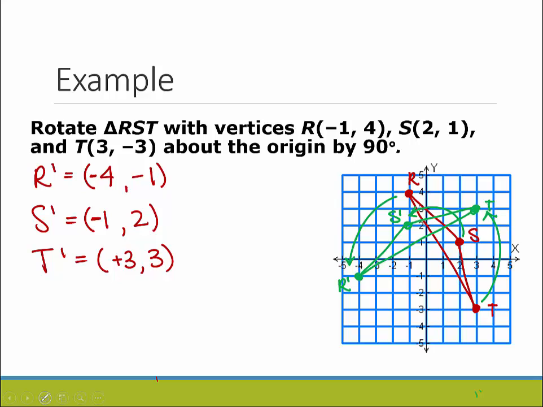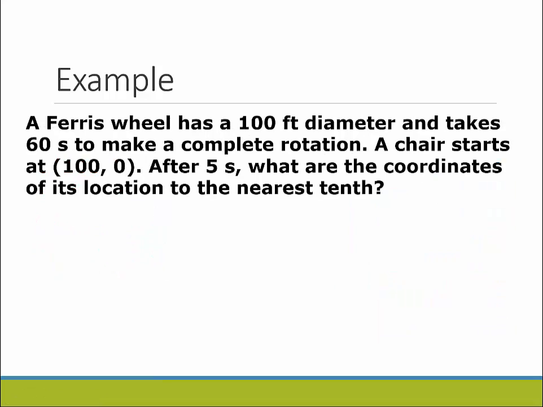So let's do a tough problem. Let's say we have a Ferris wheel. It has a 100-foot diameter, and it takes 60 seconds to make a complete rotation. A chair starts at 100, 0. After 5 seconds, what are the coordinates of its location to the nearest tenth? This should say 100-foot radius. If not, that's going to make this problem a little different.